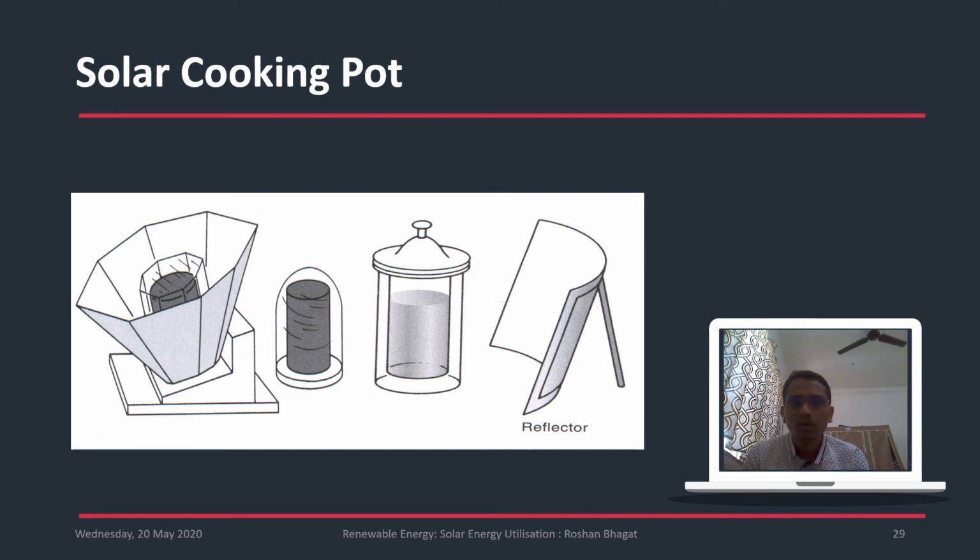Now next, some solar cooking pots for small applications like heating of water, heating of milk, or boiling of water. In some cases, this kind of solar cooking pots can be utilized.